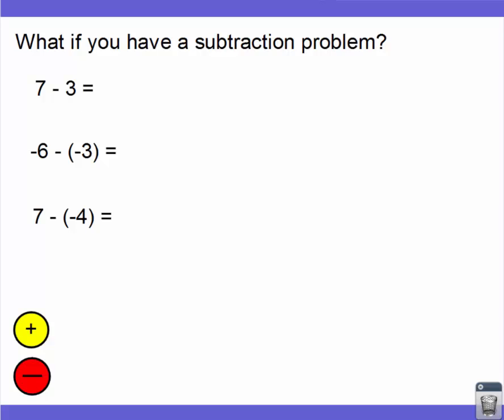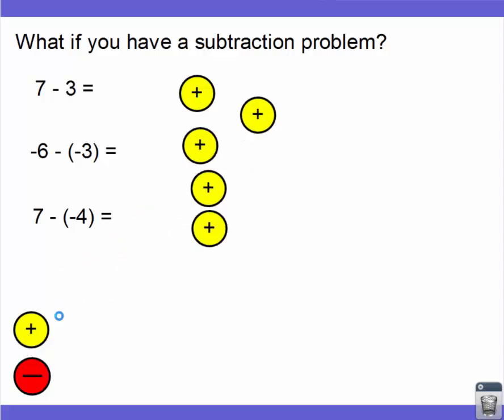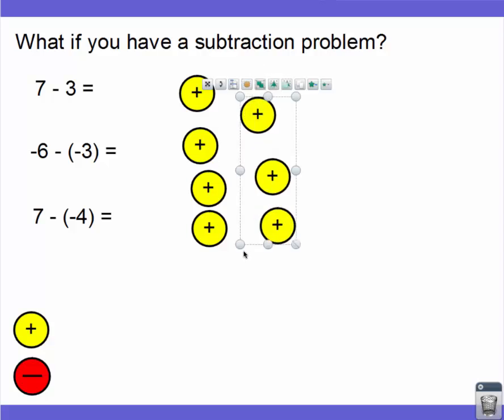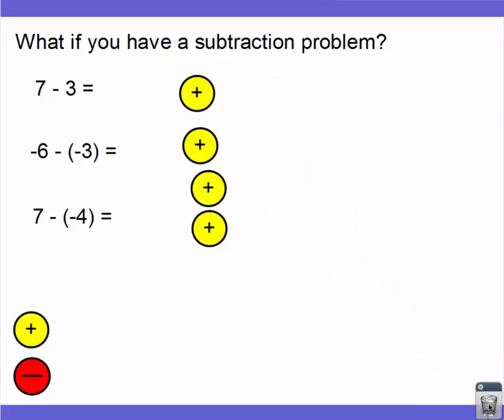Okay, subtraction, we know that subtraction means to take away. So in a problem like this first one, 7 take away 3, says I've got 7 positives, and I'm going to take away 3 of them, and whatever's left is our answer. So in this particular case, we end up with positive 4.